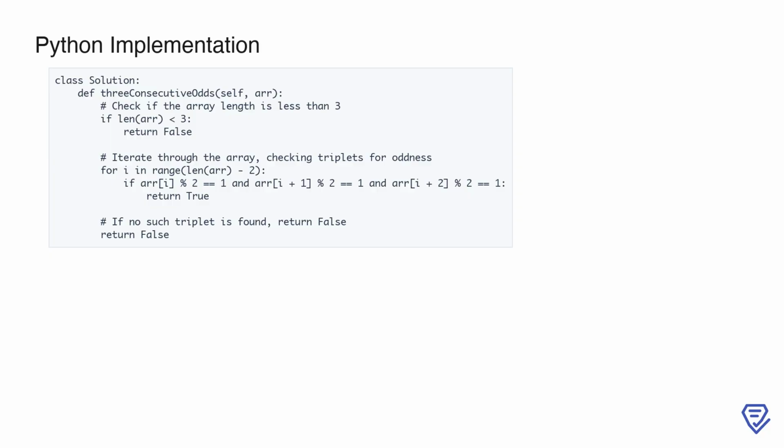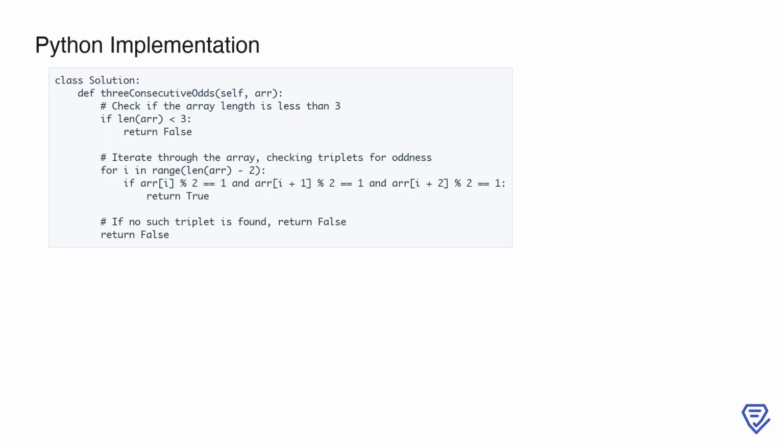Inside the loop, the code checks if the current element, i, the next element, i plus 1, and the element after that, i plus 2, are all odd. This is done using the modulus operator, % 2 == 1, which determines whether a number is odd. If all 3 numbers in the triplet are odd, the method immediately returns true, as the condition is satisfied.